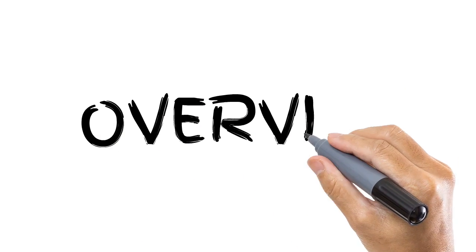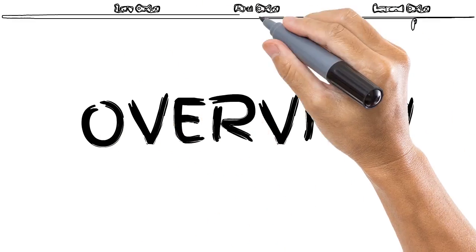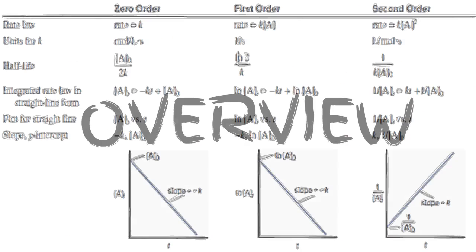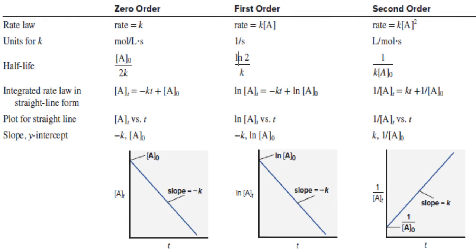If you obtain a straight line when you plot 1 over concentration of reactant versus t, the reaction is second order with respect to that reactant. If you obtain a straight line when you plot concentration of reactant versus t, the reaction is zero order with respect to that reactant. Now, an overview of zero order, first order, and simple second order reactions is shown.